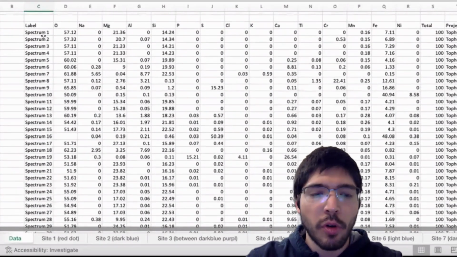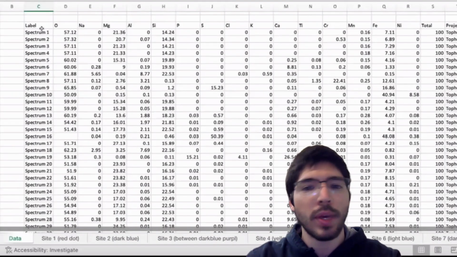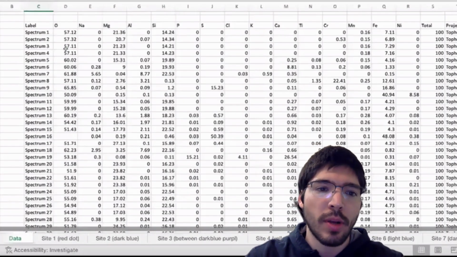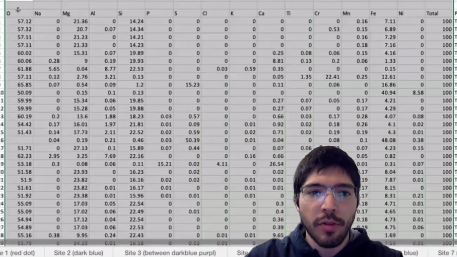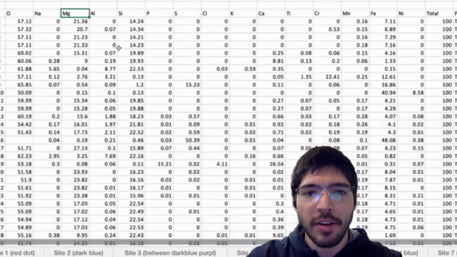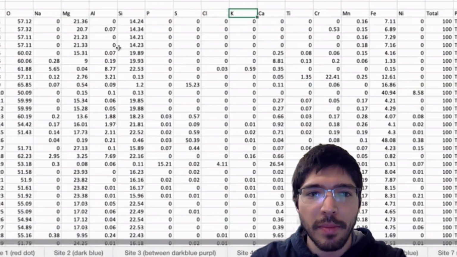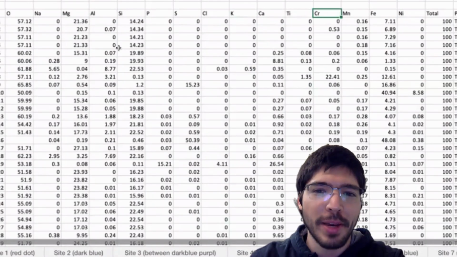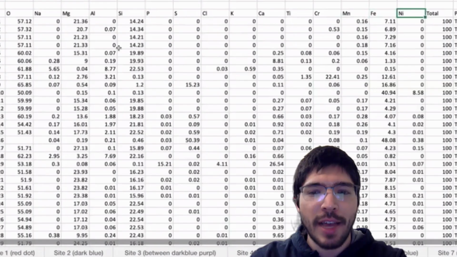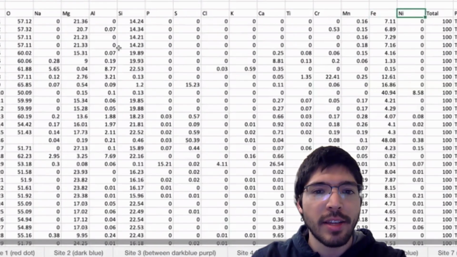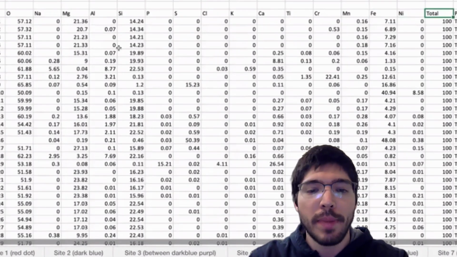And this is only useful if we're trying to pinpoint a particular spectrum and find out where we took it, if it has a weird chemistry to it or something like that. So it's good to have labels. These columns all right here show different elements. So for example, oxygen, sodium, magnesium, aluminum, silicon, phosphorus, sulfur, chlorine, potassium, calcium, titanium, chromium, manganese, iron, and nickel. Quite a large amount of elements, but these are all very important given that different mineral phases can have significant contributions from each of these elements, which we pick up with our X-ray detector.